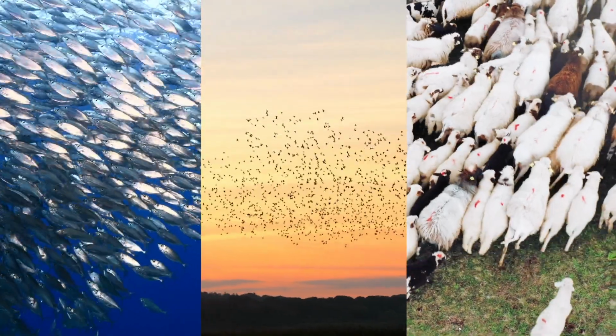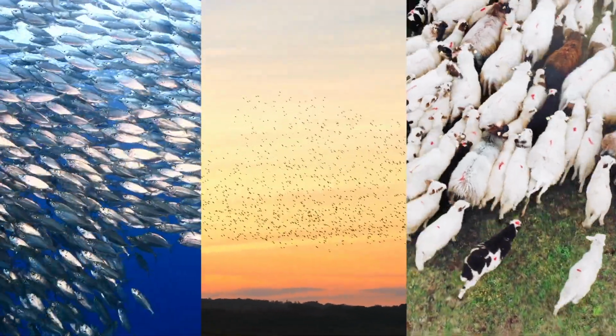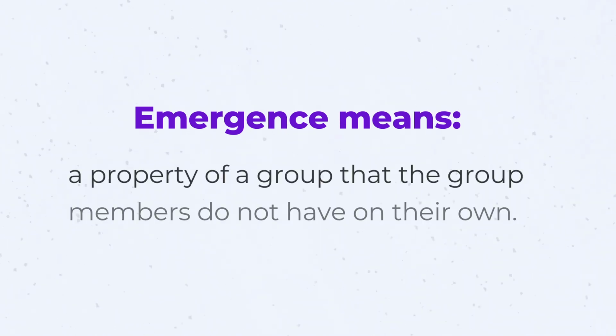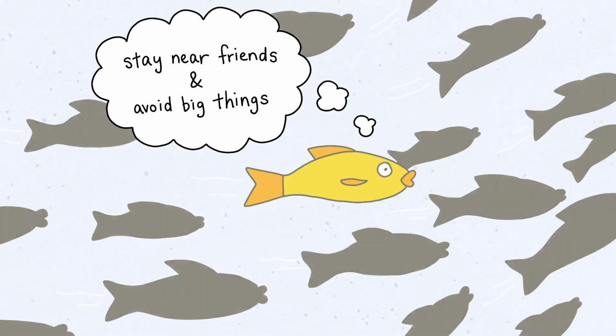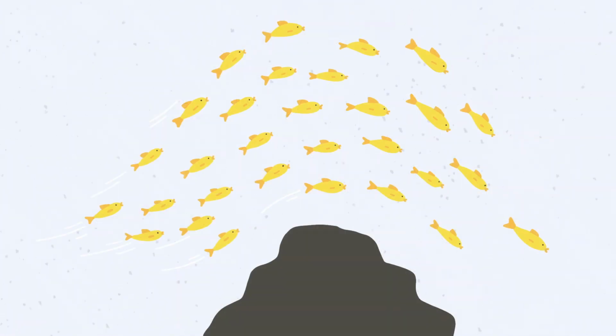Fish schools and sheep flocks are common examples of what's known as emergence. By definition, emergence means a property of a group that the group members do not have on their own. This also means that you can't study emergence by looking at one or a few individuals. You need to step back and look at the whole system.